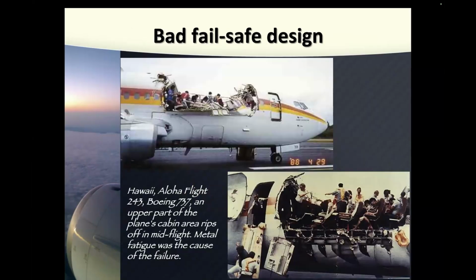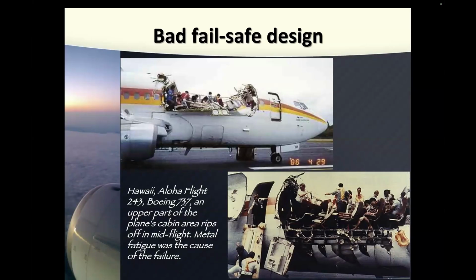Okay, so this is the example of a bad fail-safe design. This is the Hawaii Aloha Flight 243 Boeing 737 accident that occurred, I think, in 1995 or 1996, I'm not sure. You can see that during the flight, this aircraft became something like a convertible car. As you can see, this is also very important, why to put your seat belts on, even if you are at cruising altitude. Because the people who didn't use them didn't survive.